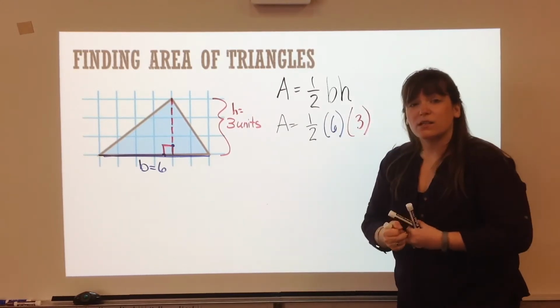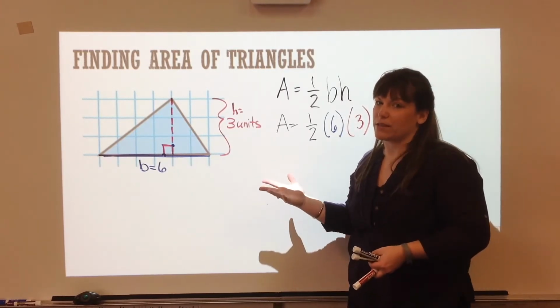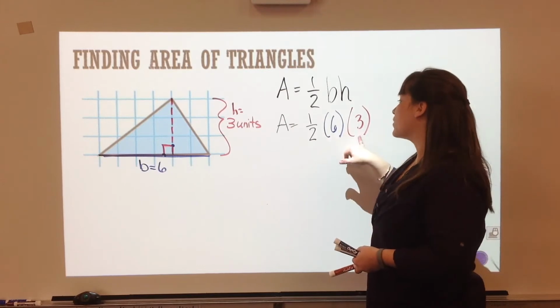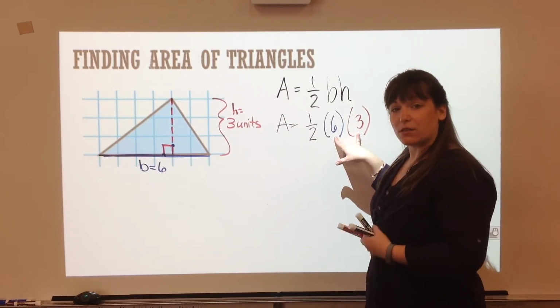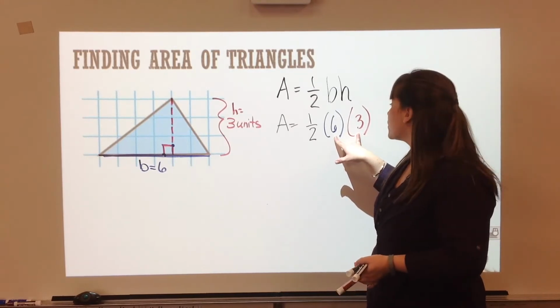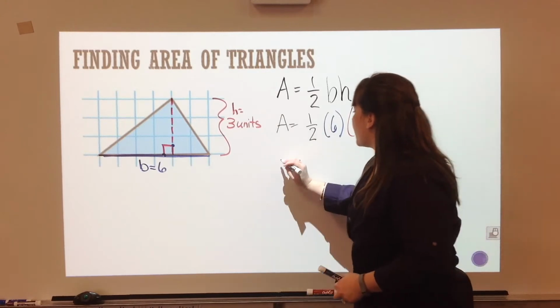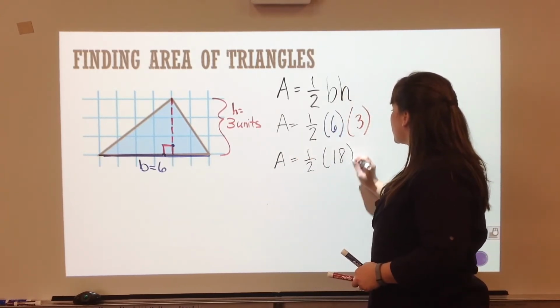Now because multiplication is commutative, it does not matter what order we multiply these things in. If you prefer to take half of 6 first and then multiply by 3, that's great. If you want to multiply 6 times 3 and get 18 first, that would be fine, and then cut it in half. That's what I'm going to do. So area is going to be 1/2 of 18.